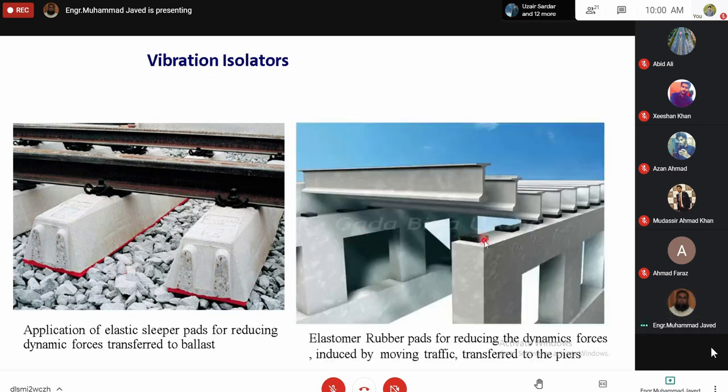Similarly, as earlier mentioned, these special types of pads are provided between the bridge girders and the piers. When the traffic passes on the bridge deck, it produces dynamic forces horizontally as well as vertically. These rubber layers reduce the dynamic forces exerted in the vertical direction, and only a fraction of those dynamic forces are transferred to the piers. Consequently, we arrive at an economical design.